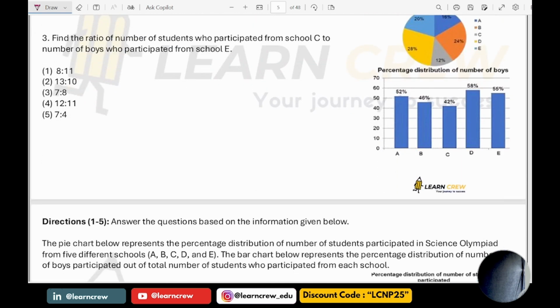Next, the third question: the ratio of the number of students who participated from school C to the number of boys who participated in school E. It is nothing but 600 is to 550, which is 12 is to 11. 12 is to 11 is the answer.